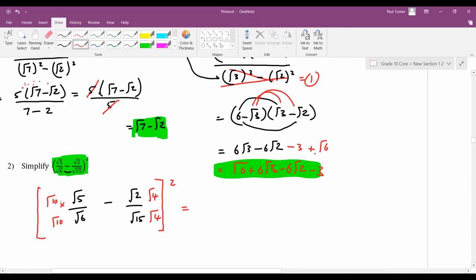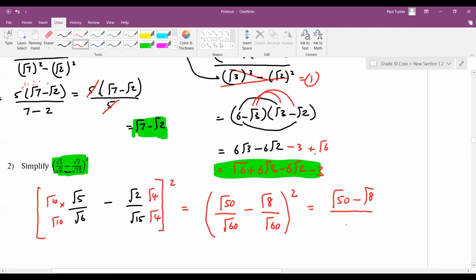So root 5 times root 10, root 50, root 6 times root 10, root 60, minus root 2 times root 4, root 8, which is 2 root 2. Leave it like root 8 for now. Root 4 times root 15, root 60, and square. So now the good thing is, now we have a common denominator, root 60. So root 50 minus root 8 on root 60, and then we square that.